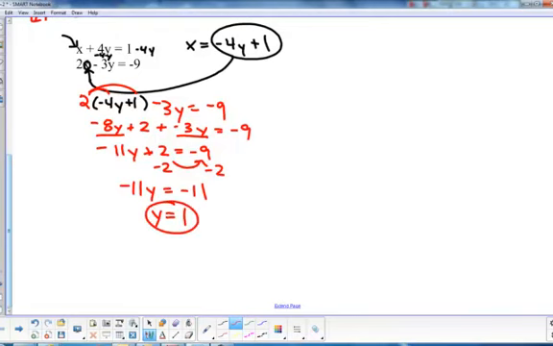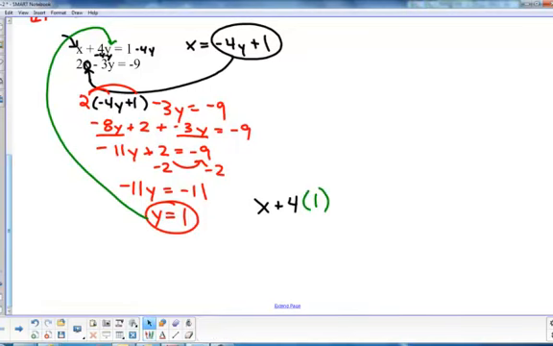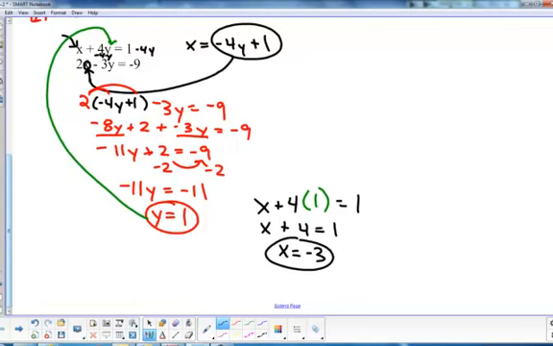So you're going to pick your favorite equation and plug it back in. It doesn't matter which equation you use. You're going to get the same exact answer. So if I plug it into the first one, x plus 4, and then instead of y, I'm plugging in my 1 equals 1. So x plus 4 equals 1, so x would equal -3. So my ordered pair solution is -3, 1.